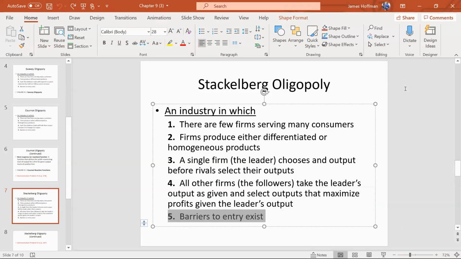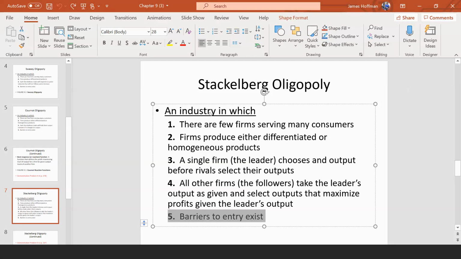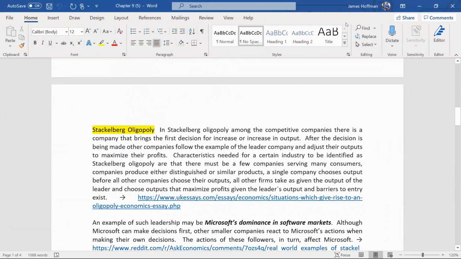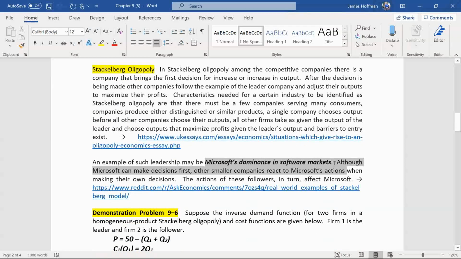All right, so let me try to use one of the other examples. Here, I have a description. Okay, so if you know the Word document, I put a little piece on the Stackelberg, which you can look at. And so here's some more descriptions on Stackelberg. A real world example of a possible Stackelberg model is this one. It would be Microsoft's dominance in the software market.